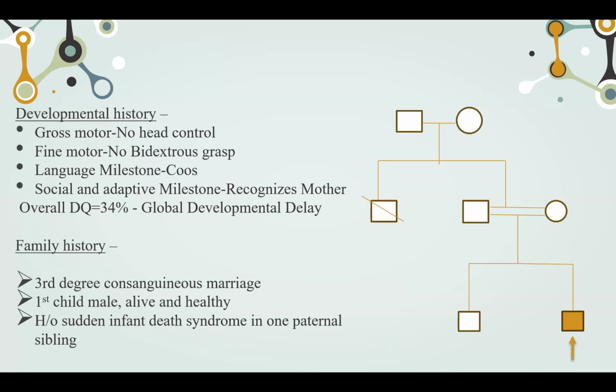Developmental history at the time of admission follow-up: gross motor, no head control; fine motor, no bidextrous grab; language milestones, only babbling; social and adaptive milestone, recognizes mother. Overall DQ, we found global developmental delay with 34%. Family history: third degree consanguineous marriage, first child male alive and healthy, history of sudden infant death syndrome in one paternal sibling.